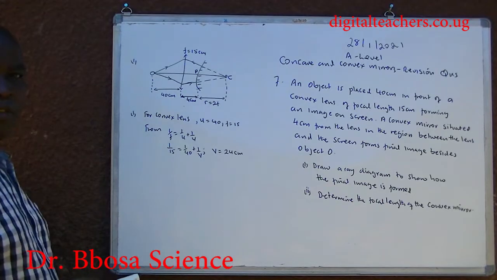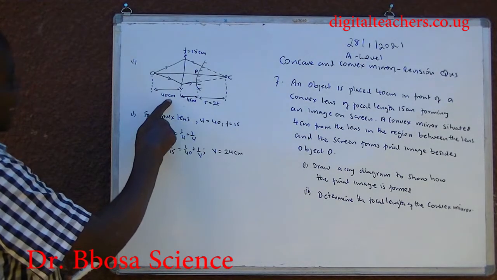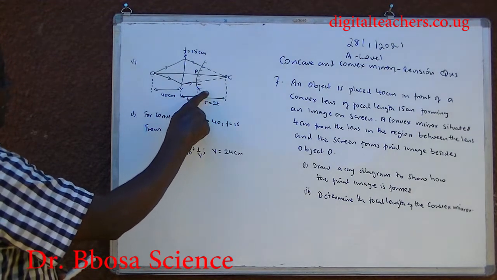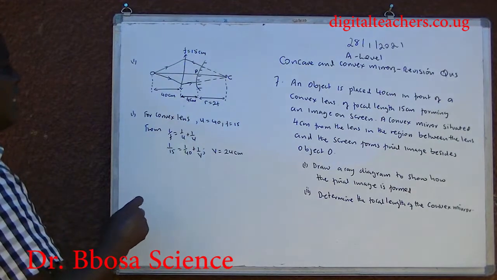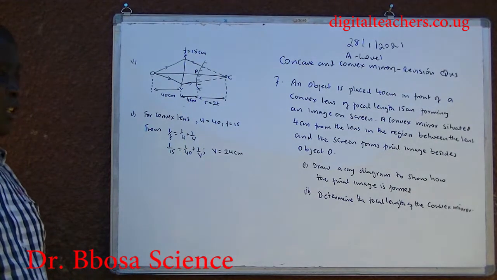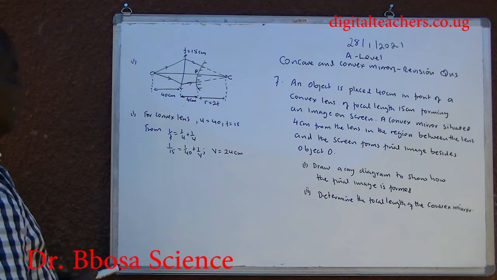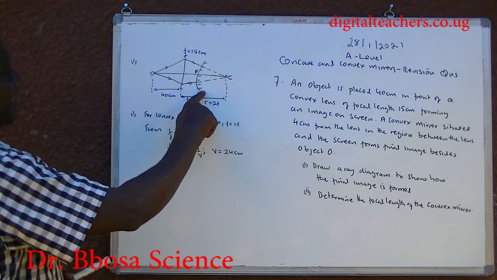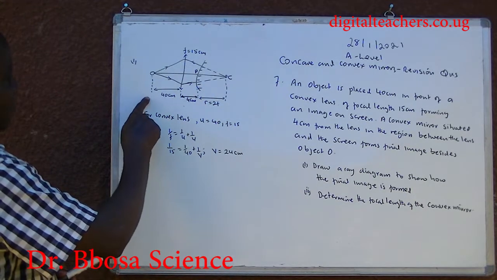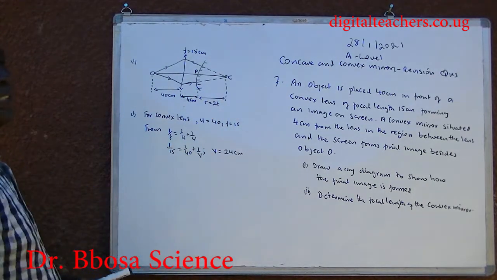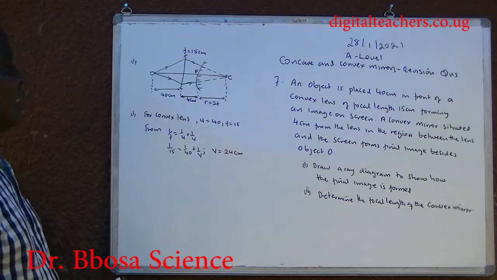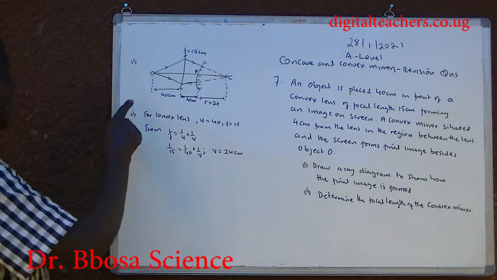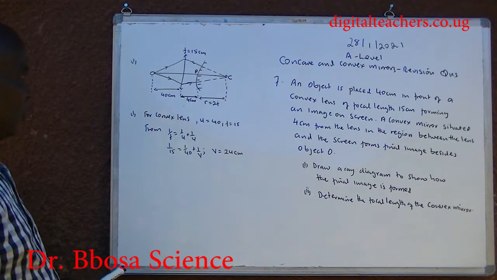Roman 1, the diagram is as follows. The object is 40 centimeters from the lens. The convex mirror is 4 centimeters from the lens. Without the convex mirror, the object through the lens forms an image at C. In the presence of the convex mirror, the image forms beside O.